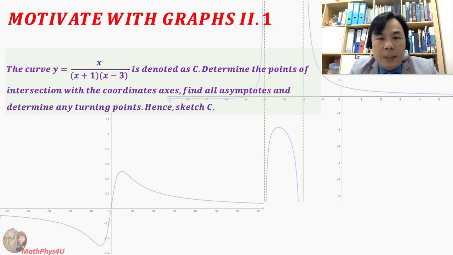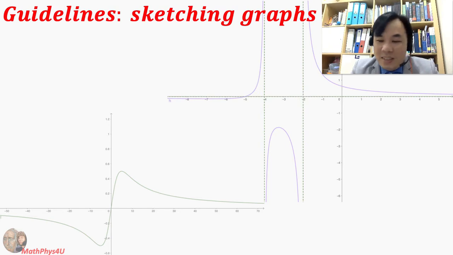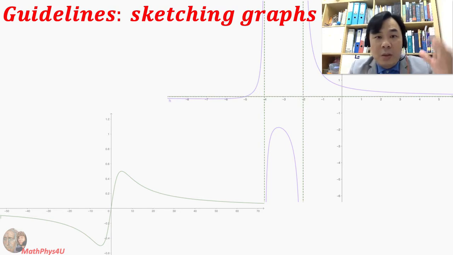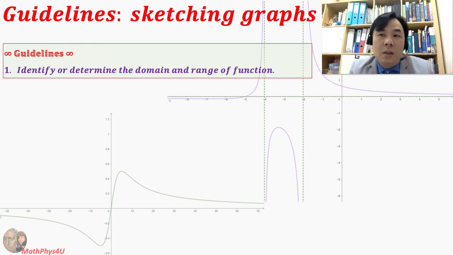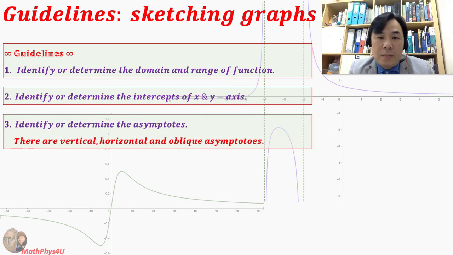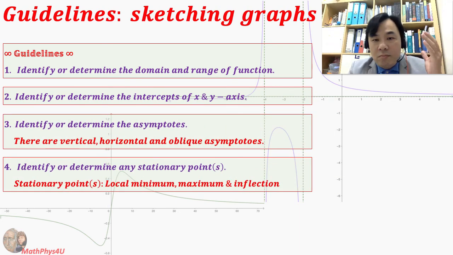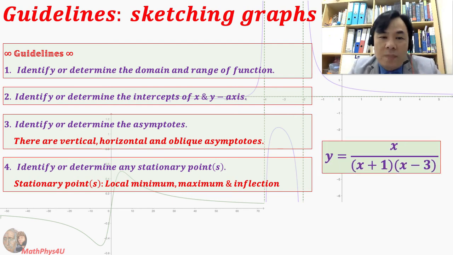Here we need to determine all the points of intersection with the coordinate axes. We need to find all its asymptotes and then determine any turning points if possible. Lastly, once we are satisfied with all the properties, we're going to sketch the graph. Now, guideline again, same thing. I'm going to keep on reminding you of the guideline. First one, determine any domain or range, and then x and y intercepts, asymptotes, next stationary points. And then this is the graph that we're going to sketch shortly.